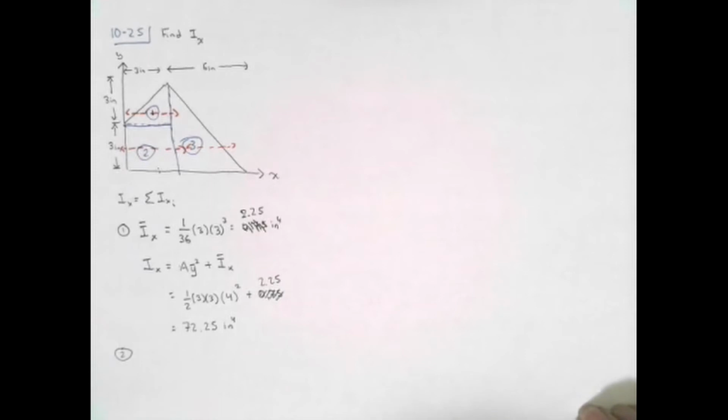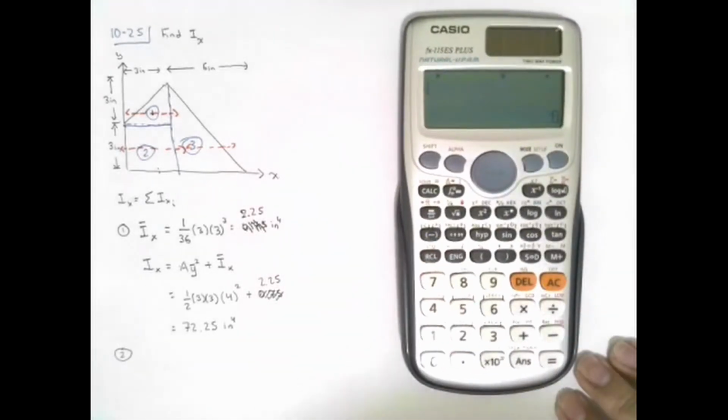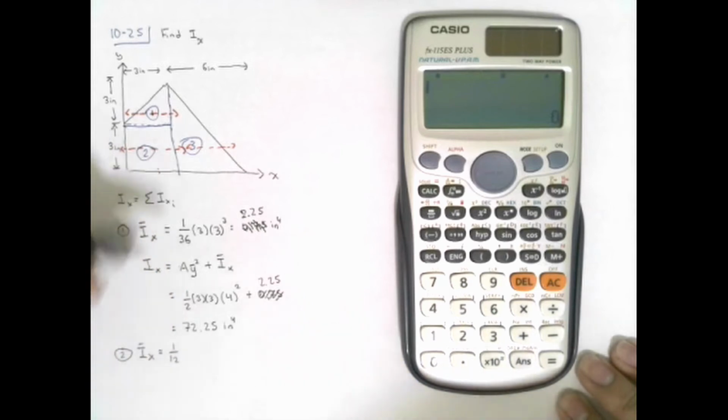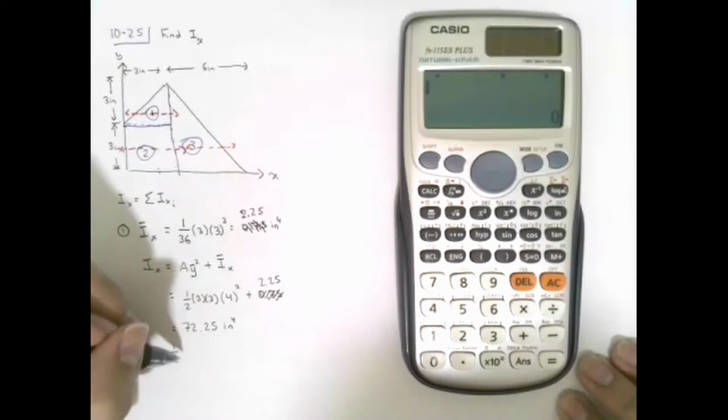Our second element is a rectangle. And because it is a rectangle, it should be a little bit easier to solve. We know that the moment of inertia about the centroidal axis for a rectangle, we used it earlier, was 1/12 base times height cubed. The base of this rectangle is 3 inches.